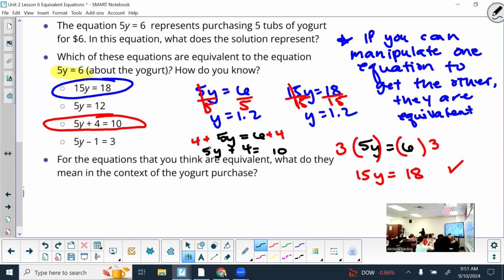Table 8, are there any others that are equivalent to 5y equals 6?